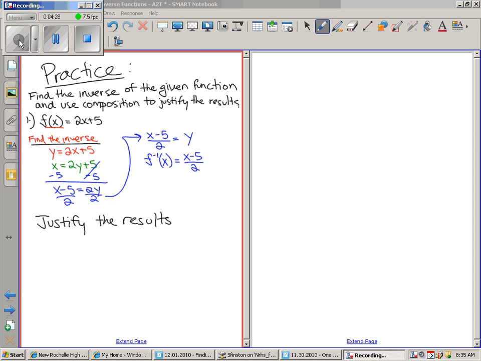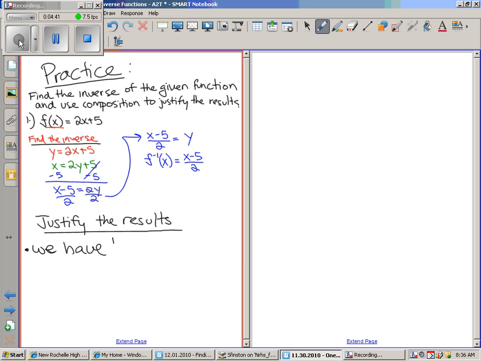Okay, part 2 of the problem. We're going to justify the results. So here's what we do. To justify the results, we have to prove the following: that f, when we sub f inverse into it, what are we supposed to get?